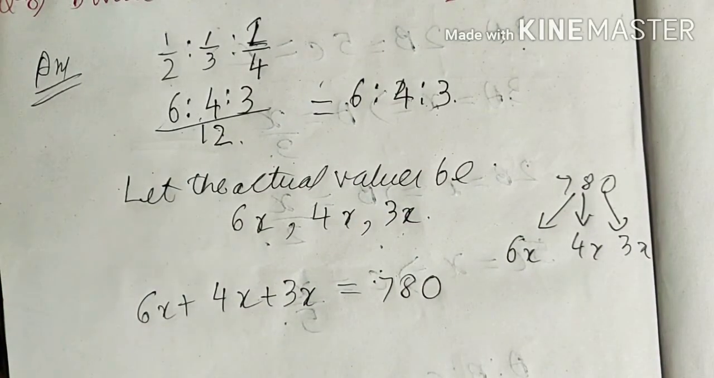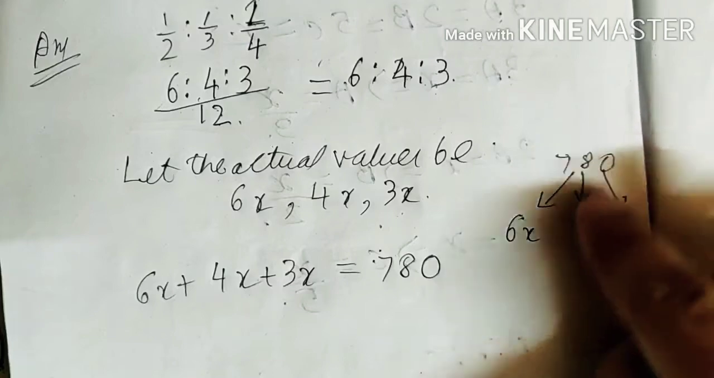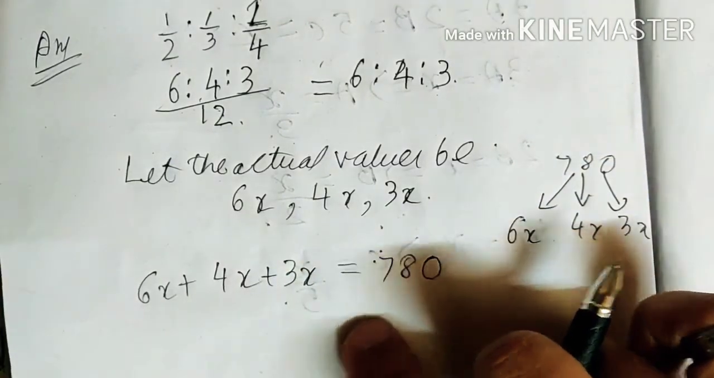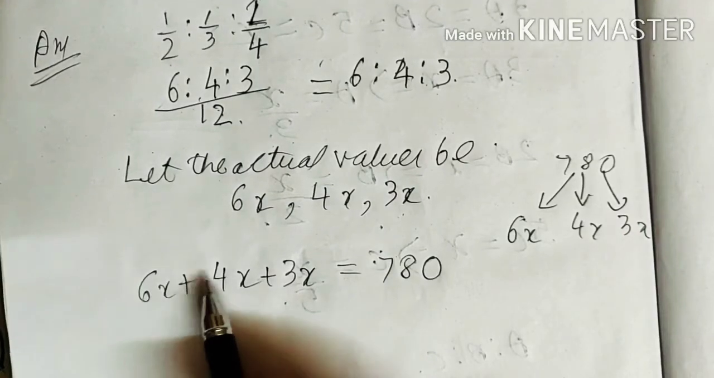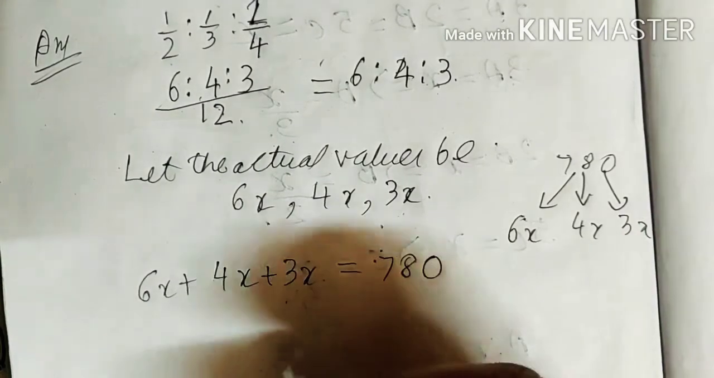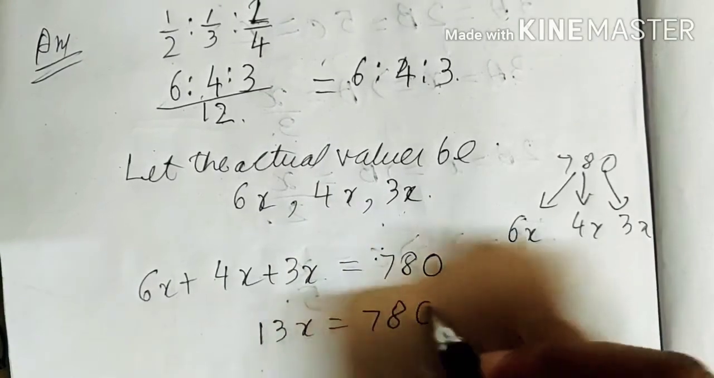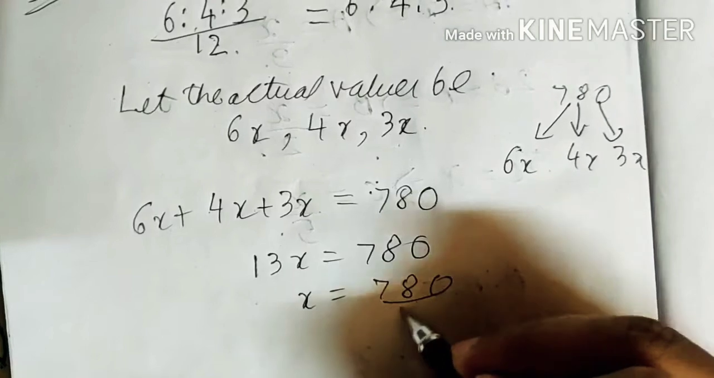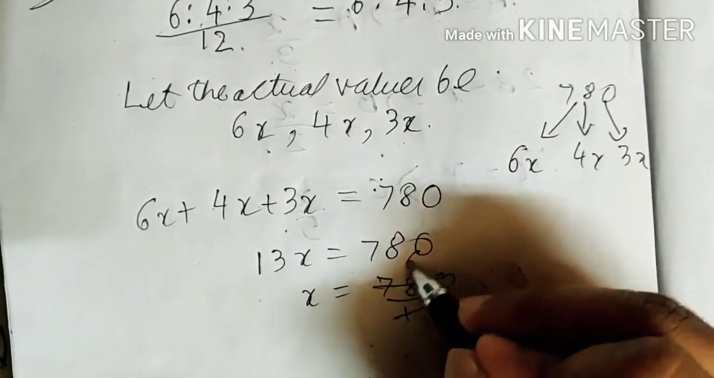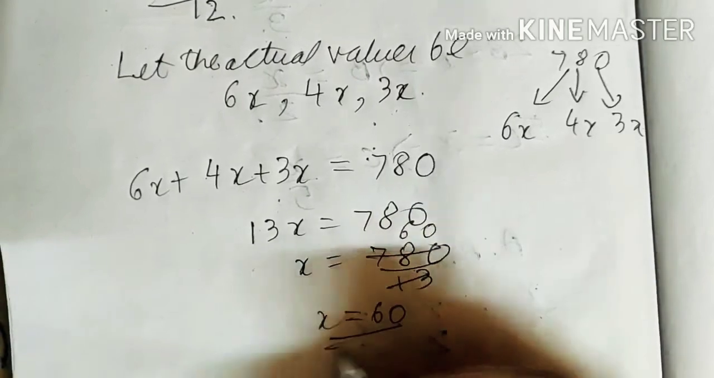Okay, first part plus second part plus third part is 780. Means we have divided the total amount into 3 parts, and adding those 3 parts back, you will get the actual total value again. So 6 plus 4 gives 10. 10 plus 3 is 13. 13x equals 780. So x here will be 780 upon 13, 60. So x here is 60.